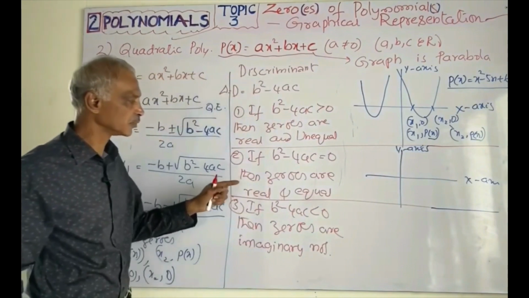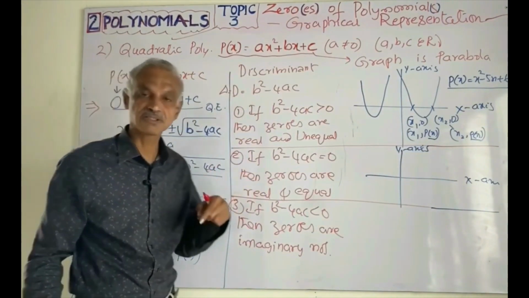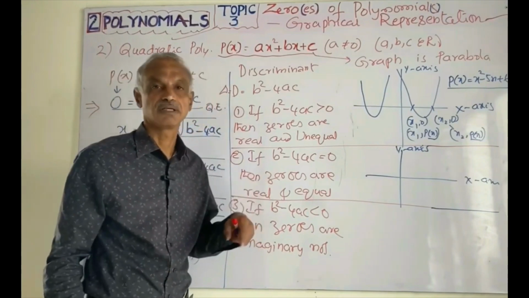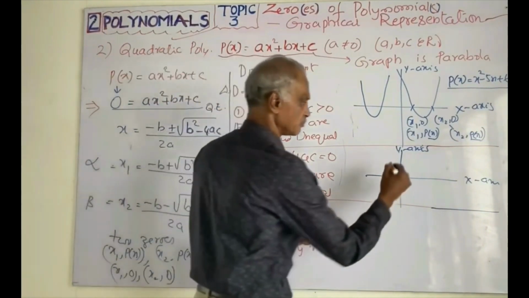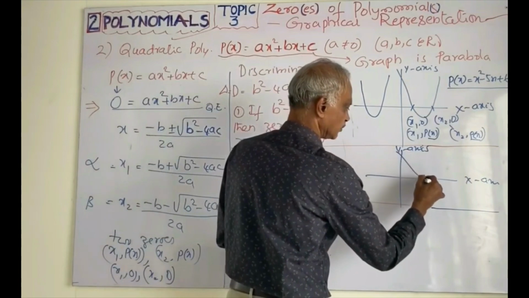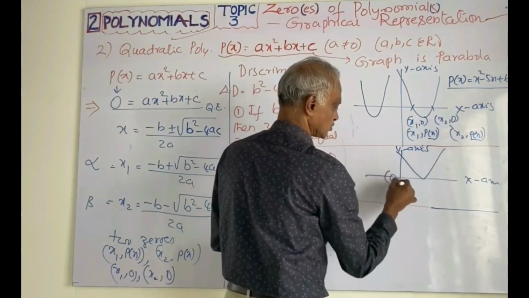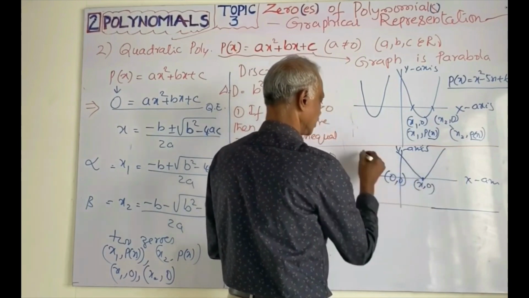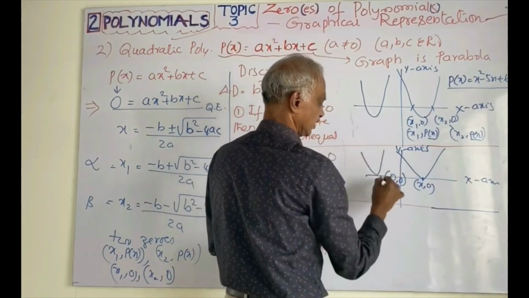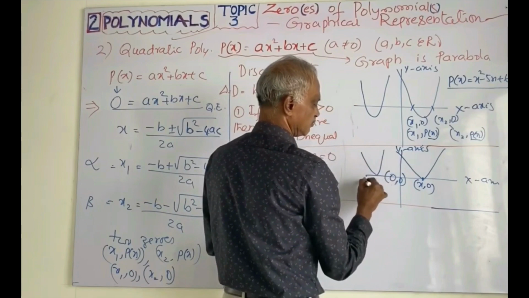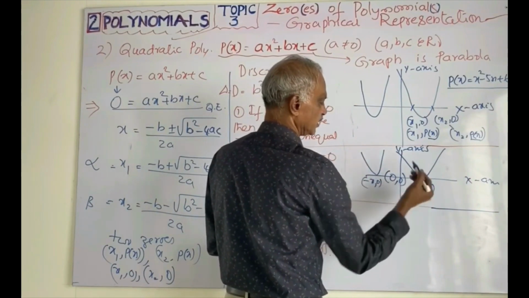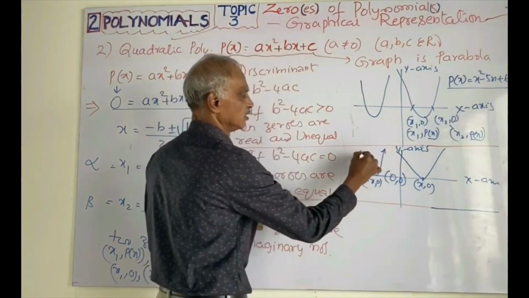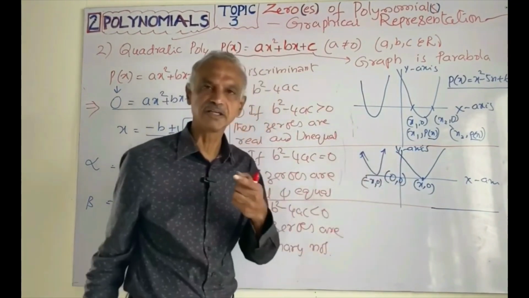It has only one zero, real and equal. It touches the x-axis. The parabola touches the x-axis at only 1 point. This is the origin, you know. It touches at only 1 point, x0, here or here. It will be minus x0, or it will be x0.